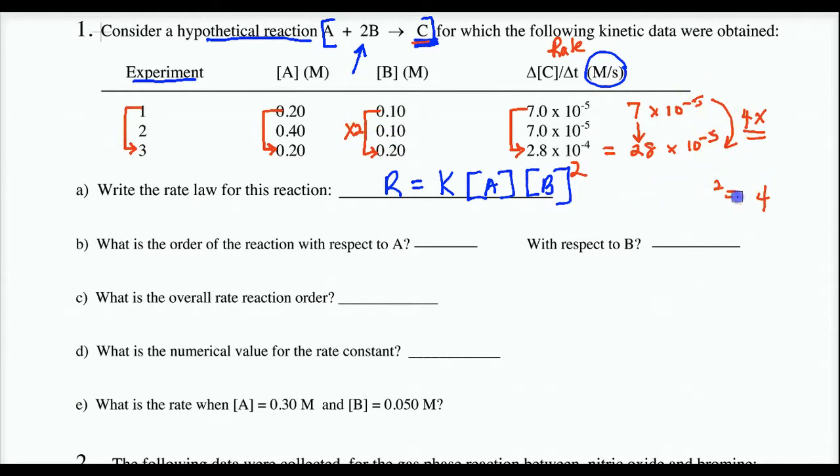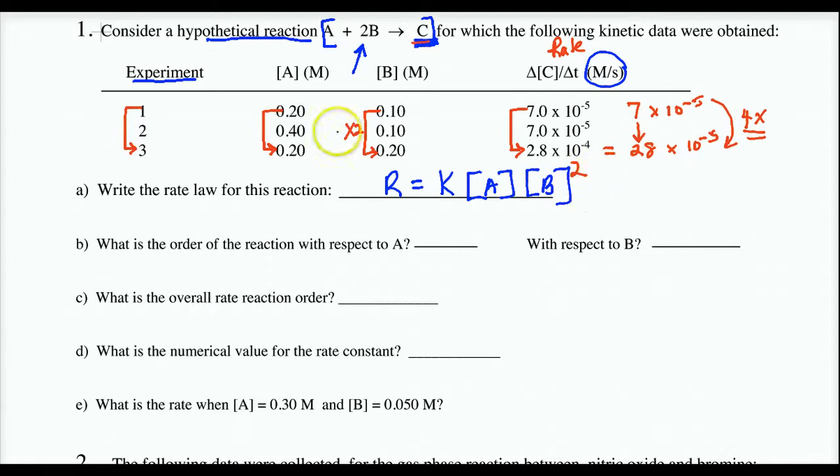Now, of course, you could have a cube. You could have a 3. What would that look like? Well, let's say you had this doubled and this increased 8 times. What's 2 cubed? An 8 times increase. So if this increased 8 times and this doubled, that would be third order. But of course, according to the data we have, it's second order. 4 is the square of 2. It's the square of the change. So they put a 2 there.